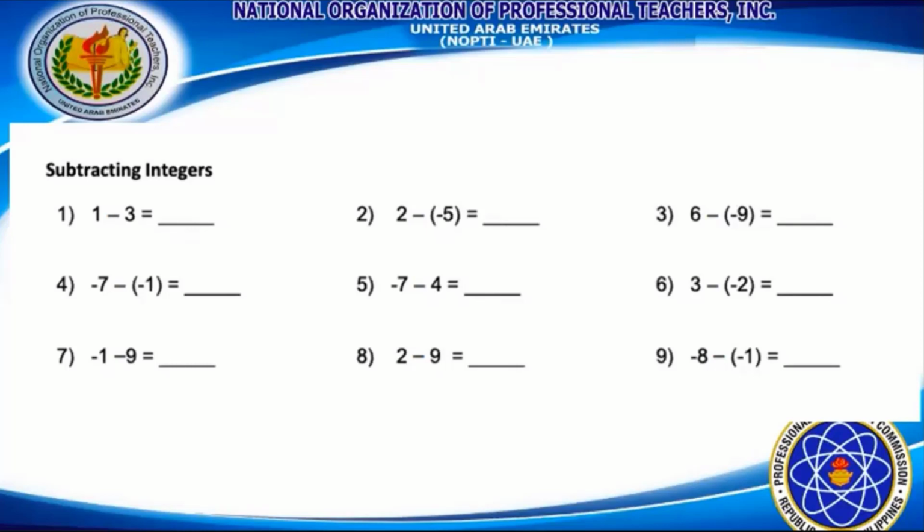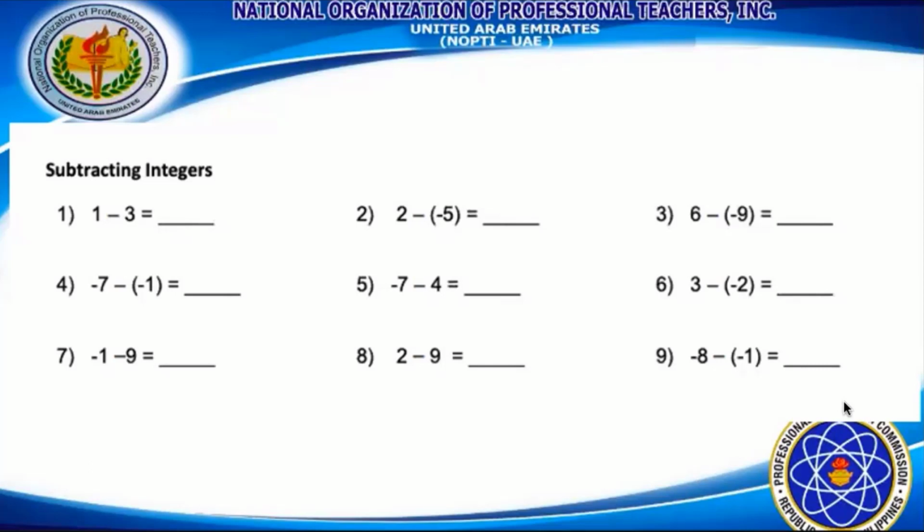Number 3, 15. Positive. Number 4, negative 6. Number 5, negative 11. Number 6, 5. Positive. Number 7, negative 10. Number 8.